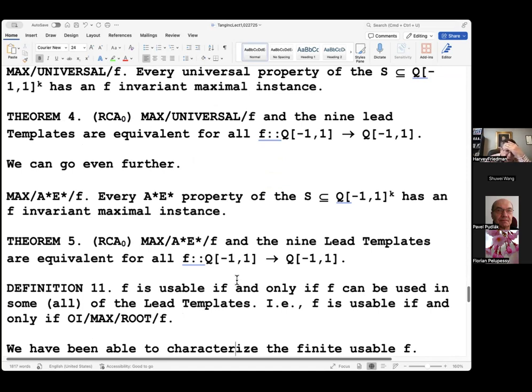So every A star, E star property of S has an F invariant instance. It's a little bit of a stretch. I think it's correct that this is also equivalent to everything else. But even if it isn't, I know how to use this in invariant maximality. So for the Fs that I care about, it's equivalent to these other formulations. For the F I care about, the only issue is whether I can make this so general that it's the same for all Fs. I'm very likely I can do that, but if not, I can make it. I'm much more certain that for the Fs I care about, this is equivalent.